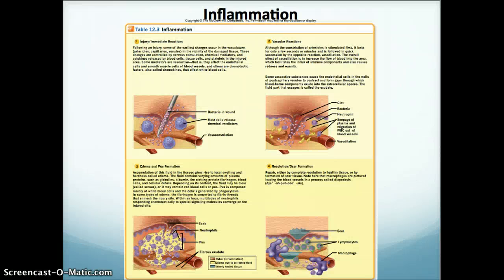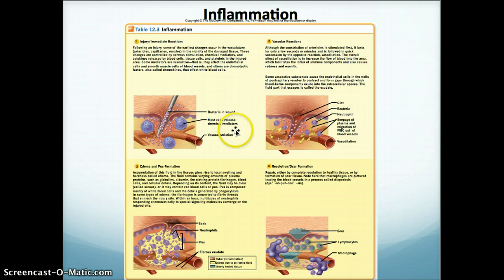So in your book, there's a nice diagram of inflammation. It's table 12.3, and it actually goes through the steps and the roles of different players within inflammation. So the first step would be that injury and immediate reaction. You can see they're showing what looks to be a pin or perhaps a nail with bacteria on it that gets pushed into the skin and into tissue that causes a wound.